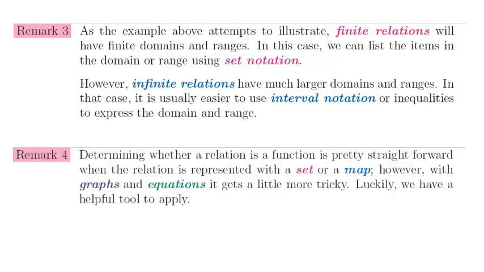Now, as we observed in the last topic, determining whether a relation is a function is pretty straightforward when the relation is represented with a set or a map. We look to see whether each x value maps or corresponds to one y value. However, with graphs and equations, it gets a little more tricky. Luckily, we have a helpful tool to apply when a relation is expressed in the form of a graph to determine if it is a function. This tool is what we refer to as the vertical line test.